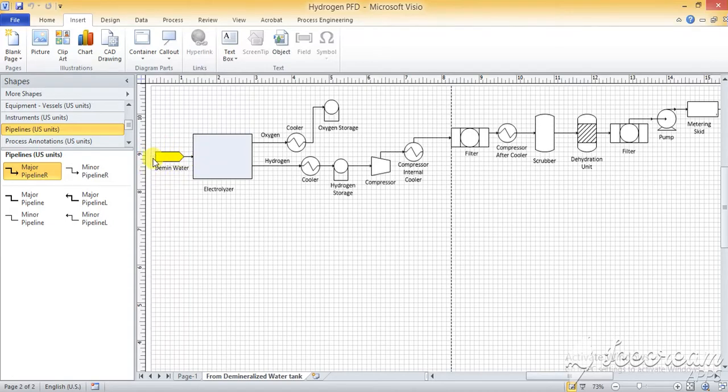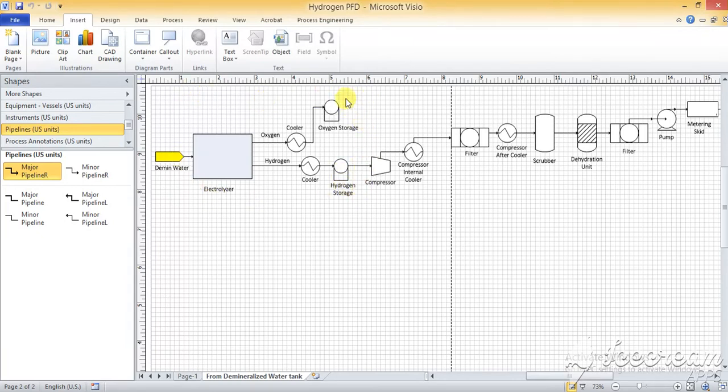We will get the demineralized water that will come from a tank or a storage facility, and that will go to the electrolyzer, and the electrolyzer will disintegrate the water into hydrogen and oxygen. Oxygen and hydrogen will then go to the cooler, and they will be cooled down just to liquefy or reduce the volume of the gas, and they will be stored in the storage spheres or vessels. Once that is done, that will be the production part.